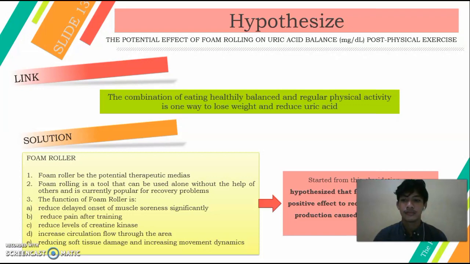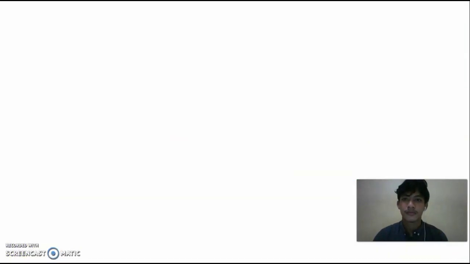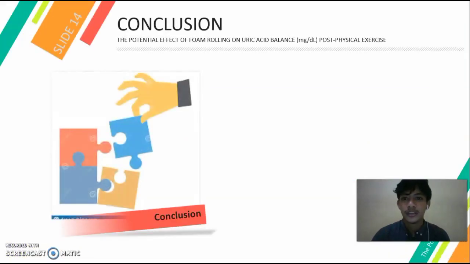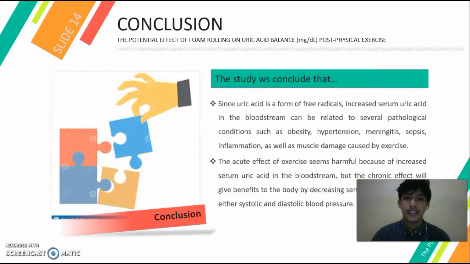Next, conclusion. The study concludes that, one, since uric acid is a form of free radical, increased serum uric acid in the bloodstream can be related to several pathological conditions such as obesity, hypertension, meningitis, sepsis, inflammation, as well as muscle damage caused by exercise.